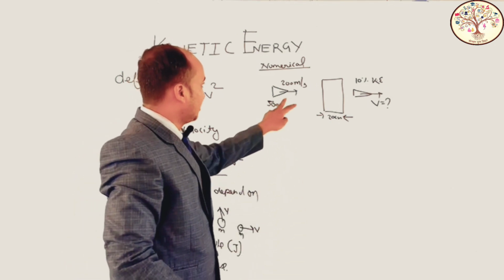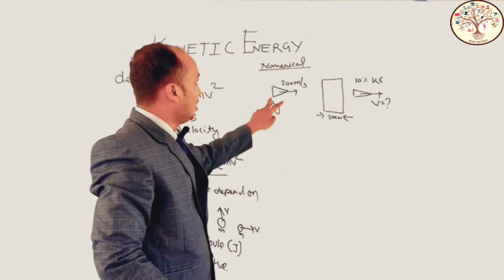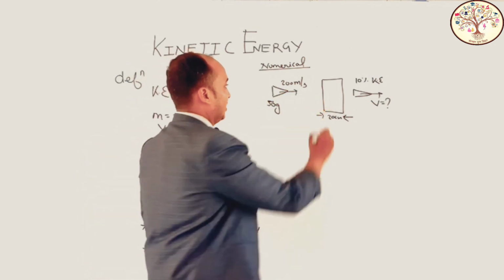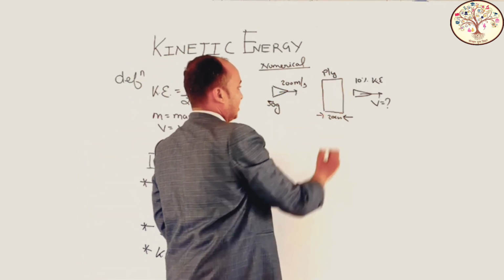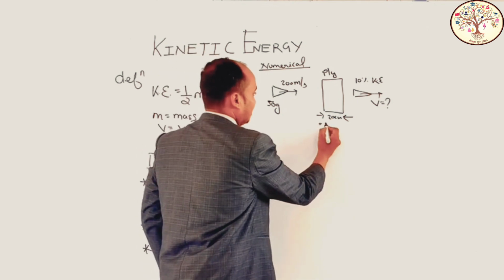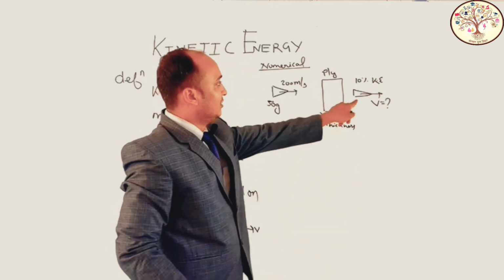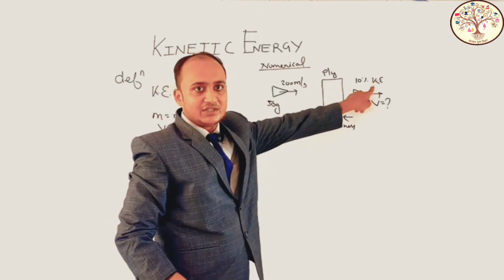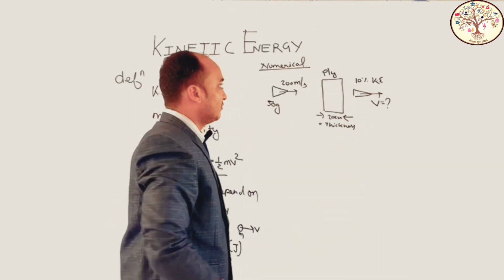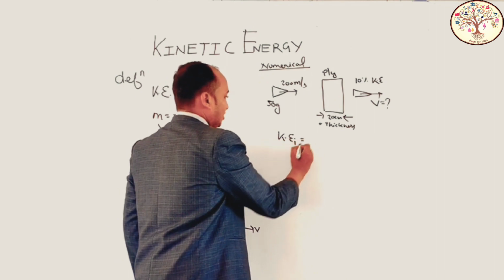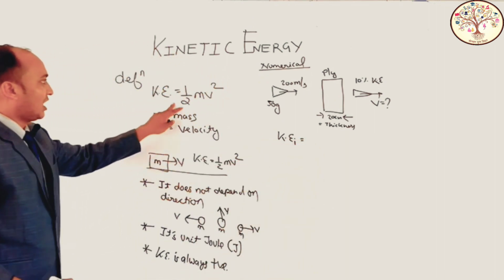Let us repeat that. There is a bullet of mass 50 gram moving with speed 200 meter per second. On its way, there is a ply whose thickness is given as 20 centimeter. When it pierces it, it emerges with only 10% of kinetic energy, and we want to know its velocity. So let us first calculate its initial kinetic energy. As we know, the formula of kinetic energy is half mv square.